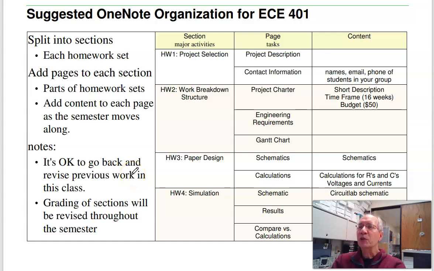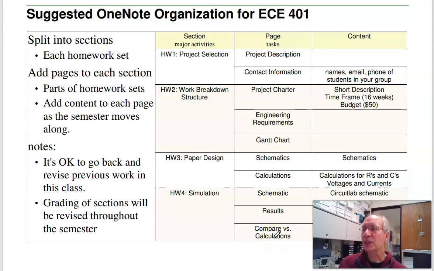So each group is going to be required to have a OneNote document. That'll be your documentation for Senior Design 1. This will also be used in Senior Design 2 and 3. In Design 1, we'd like you to split your work into different sections. The sections are basically the homework sets. Pages within each section will have things like the project description, contact information, project charter, requirements, Gantt chart, and so on. Throughout the semester, you'll be modifying and adding to your OneNote document.